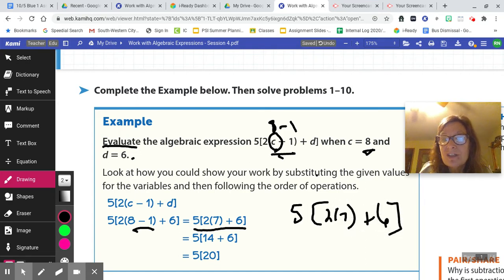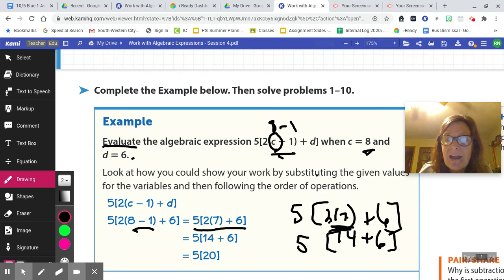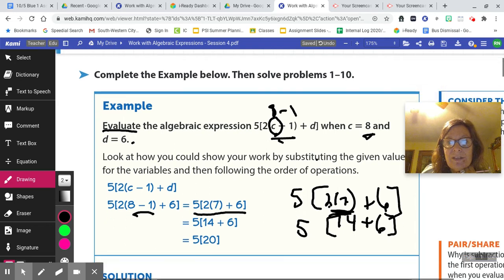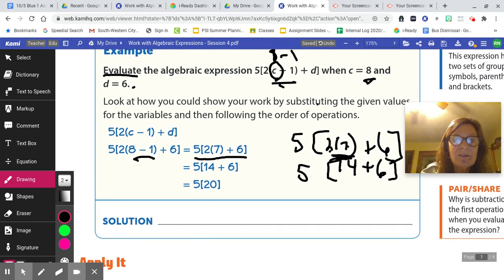Order of operations, I go to the inside, and I see 2 times 7 is 14 plus 6, and those stay in parentheses or brackets. And so I've got 5 times 20, which is going to be 100. So your solution should have been 100. So again, always remember to substitute first, order of operations next.